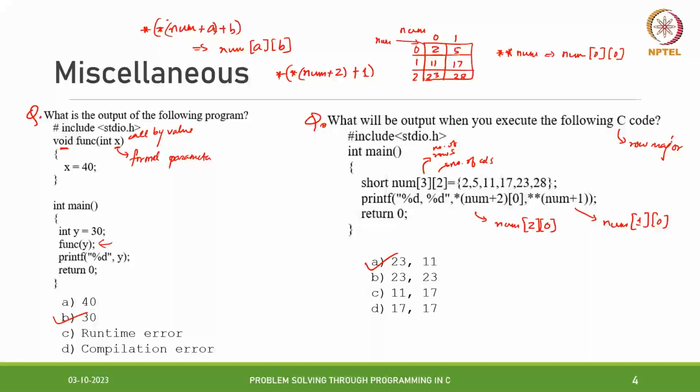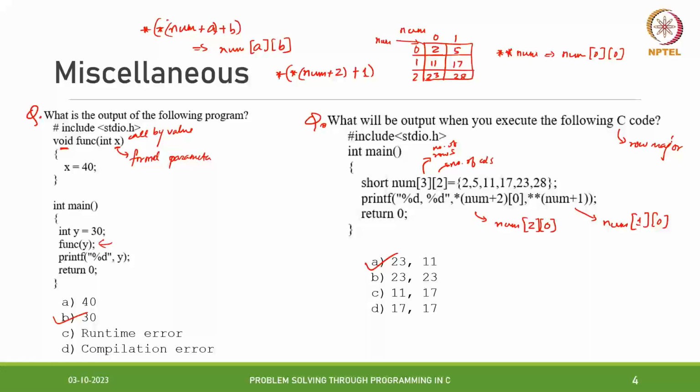Okay. Now I am saying plus 1. I am putting the star so that I am representing that the first star of num plus 2 represents the address of the first element of the third row. So basically I'm pointing to this 23 right now, the address of this 23. Now I say plus 1.